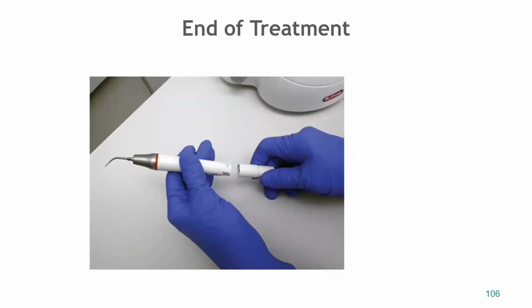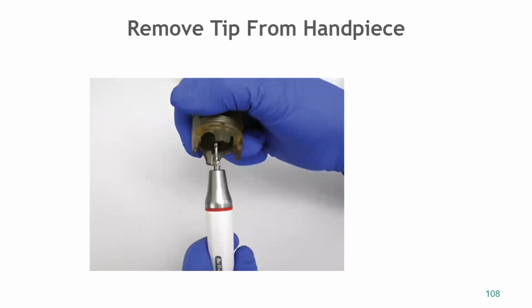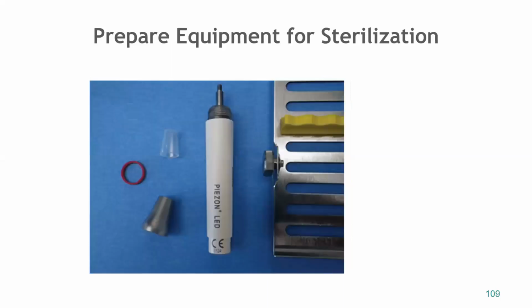End of treatment, we're going to take the tip off. We're going to clean the very end of the tip, put our wrench on and remove the tip from the handpiece, and then prepare the equipment for sterilization. The piezo ones are usually done in a cassette, but we just bag our Cavitron tips.